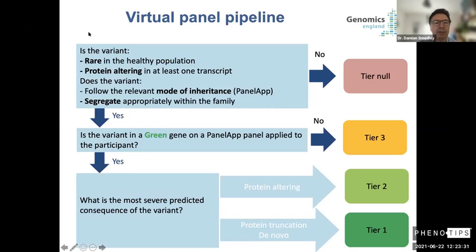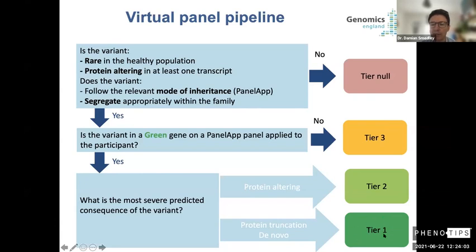What the pipeline then does, for each family that is being recruited, is there'll be a particular virtual panel that corresponds to their recruited disease category. And then you can run a bioinformatics pipeline looking for rare protein altering variants that are either in one of these genes or not, and also segregate appropriately within the family. So loss of function variants, protein truncating variants, or de novo variants that are in one of these virtual panel genes are classified with the highest category of tier 1.